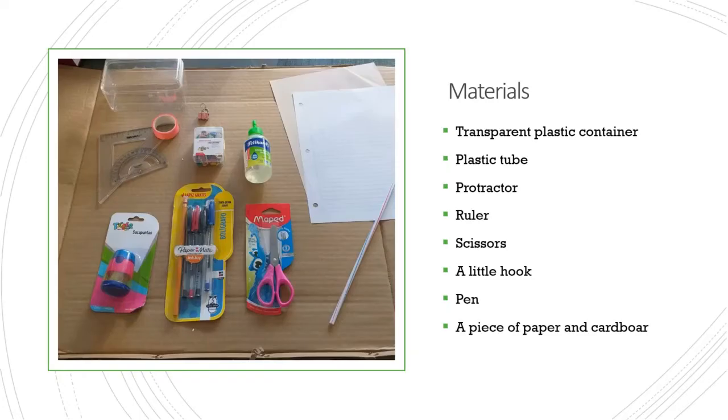The materials used for this experiment are the following. We need to have a transparent plastic recipient, a plastic tube, a protractor, a ruler, scissors, a little hook, a pen, and a piece of paper and cardboard.